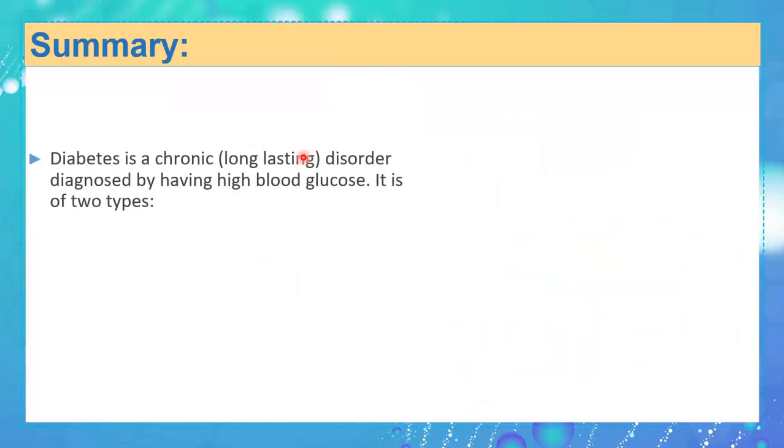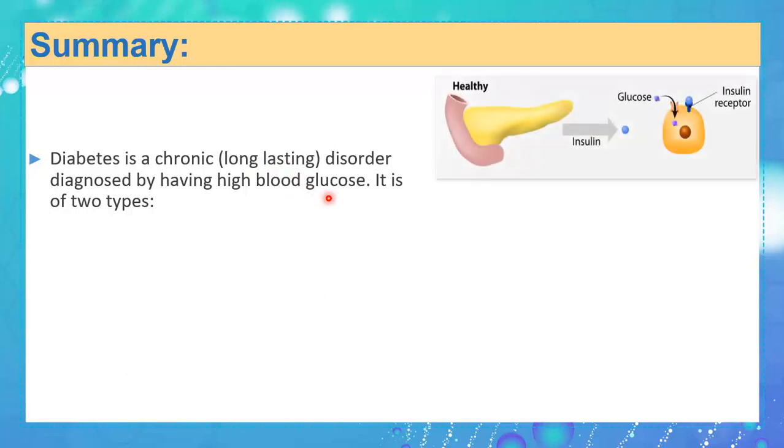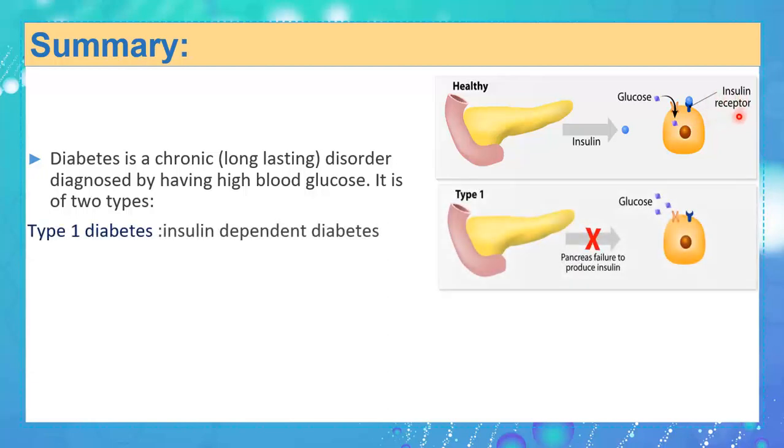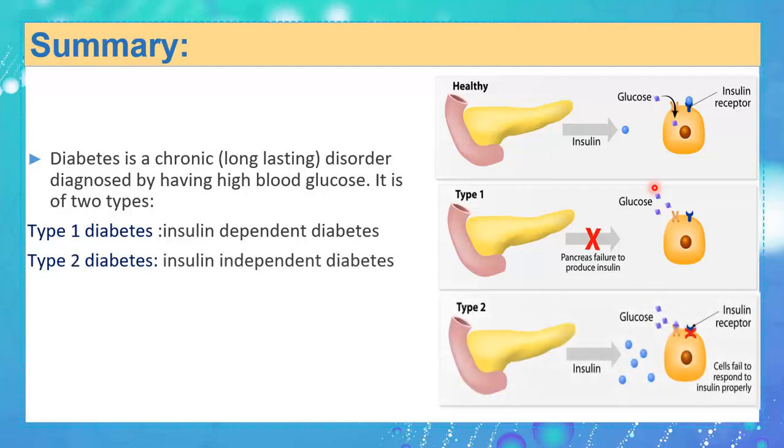And finally, we've learned about a long-lasting disease, diabetes, which is a disorder diagnosed by having high blood glucose, where normally insulin must be secreted to trigger a certain response after binding to insulin receptors. However, in type 1 diabetes, which is insulin-dependent diabetes, the amount or the structure of insulin produced is abnormal. However, in type 2 diabetes, which is insulin-independent, the problem lies in the receptors found on the target cell.